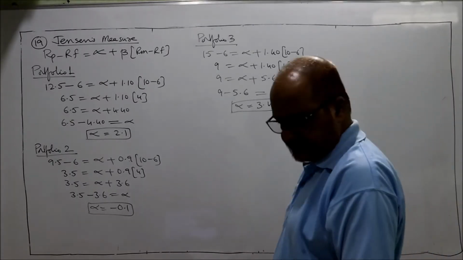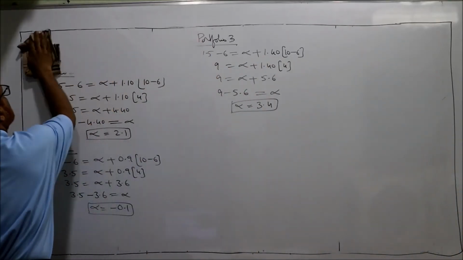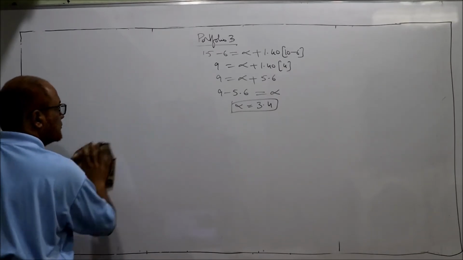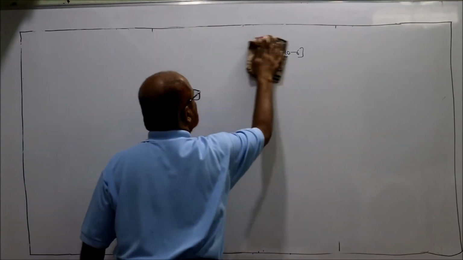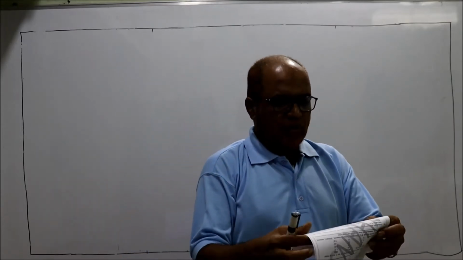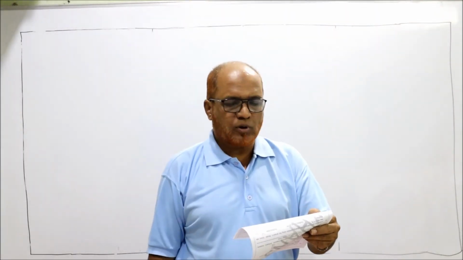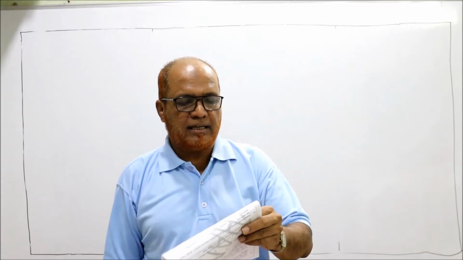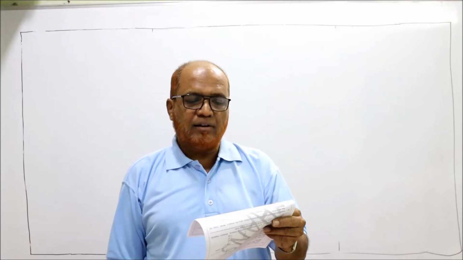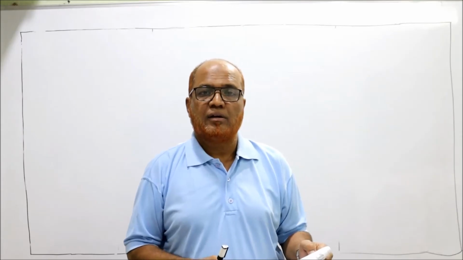Problem number 20. See the 20th problem. 6 portfolios experience the following results during a 7-year period. So 6 portfolios are given A, B, C, D, E, F. Now annual average return, this is the portfolio return. Standard deviations are given, correlation with market. This is the first problem where correlation is given.